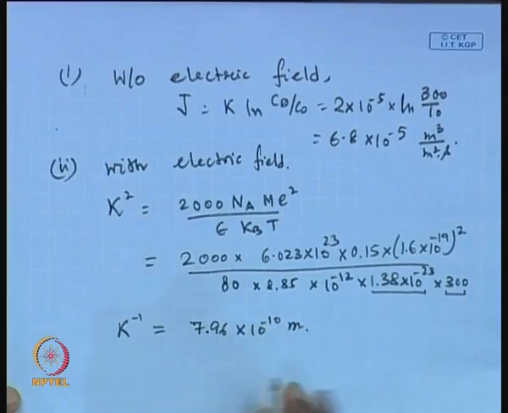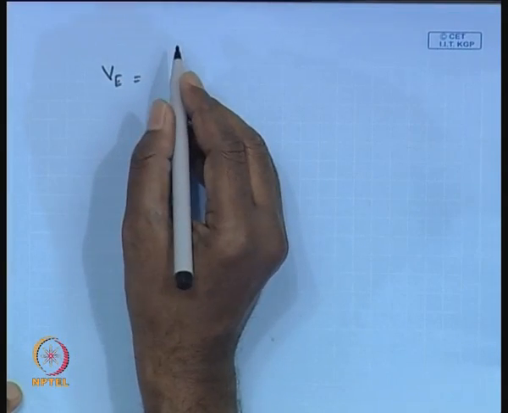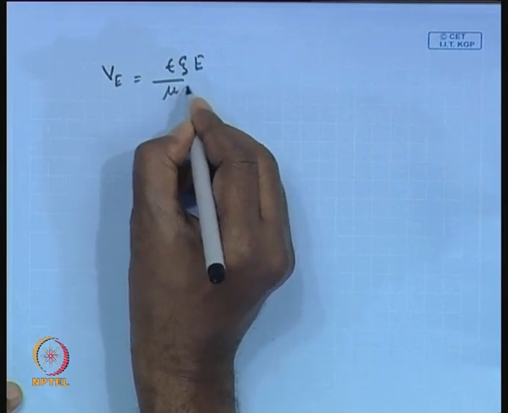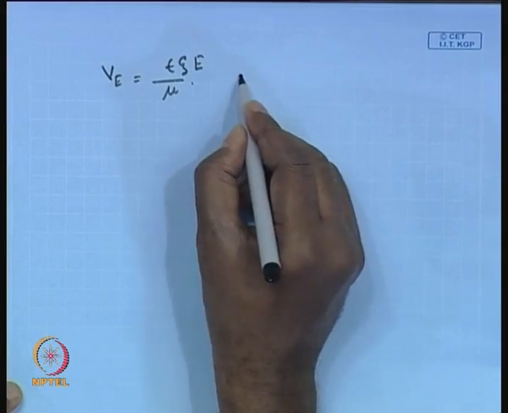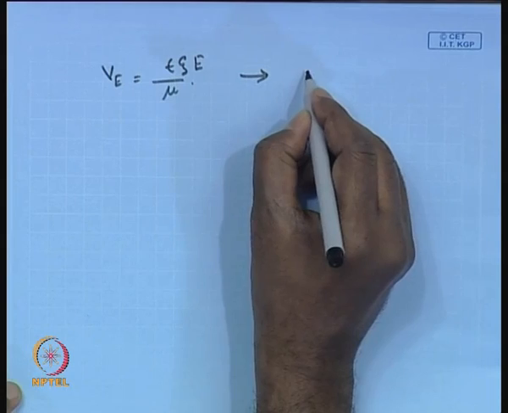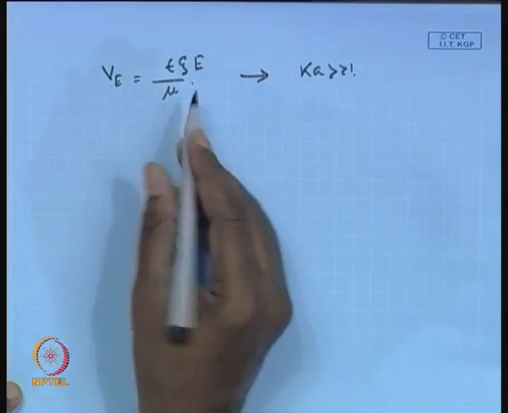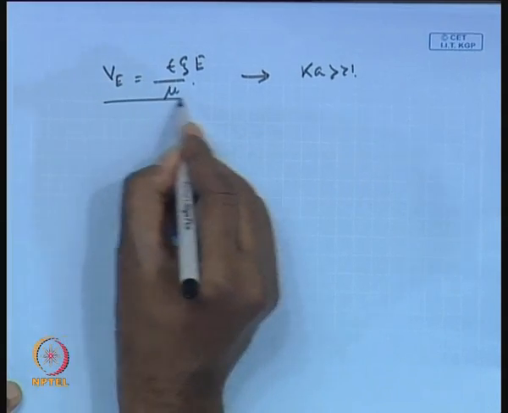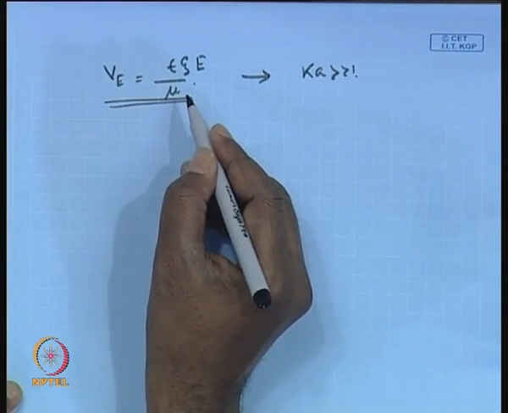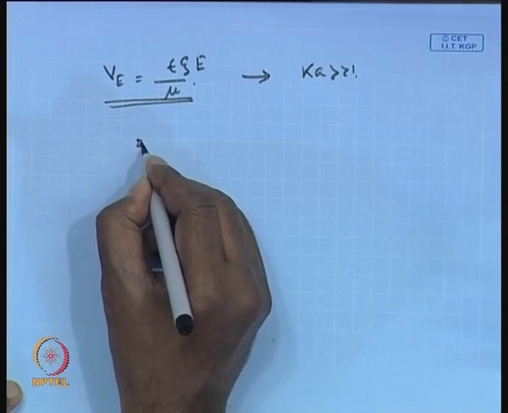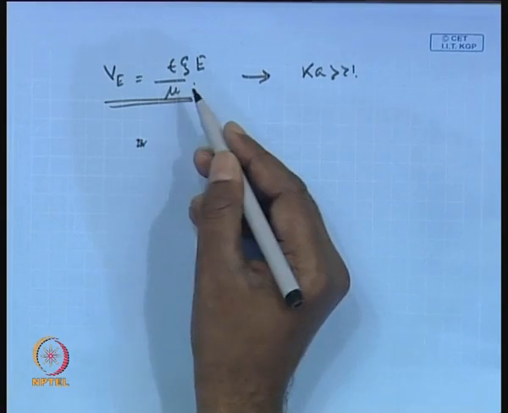Now, you know the electrophoretic velocity. The electrophoretic velocity will be epsilon zeta E by mu, and this is for the case of kappa A much greater than 1. Since this is the condition, we are going to use this formula to calculate the electrophoretic velocity. You know all the values, but you do not know the value of zeta. Suppose you have not measured the zeta potential.